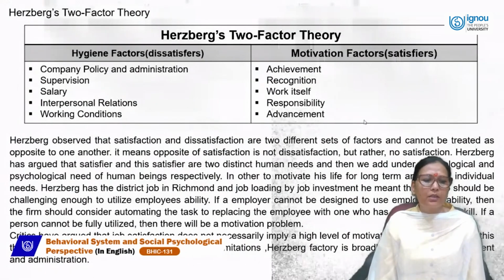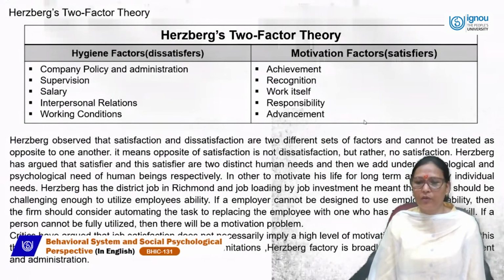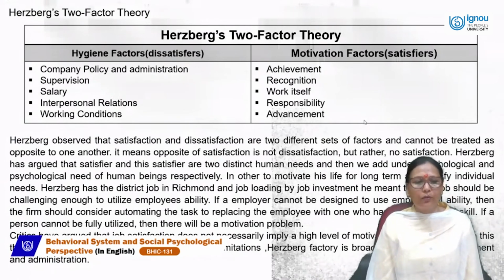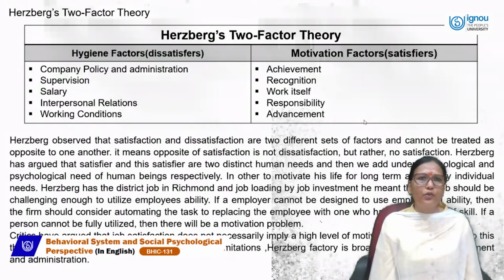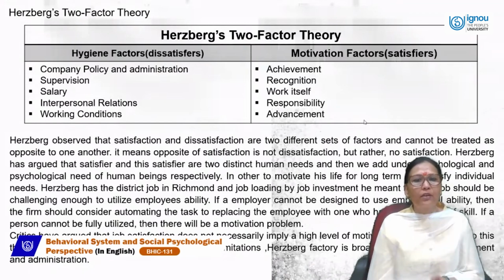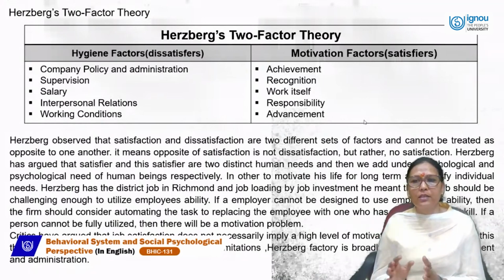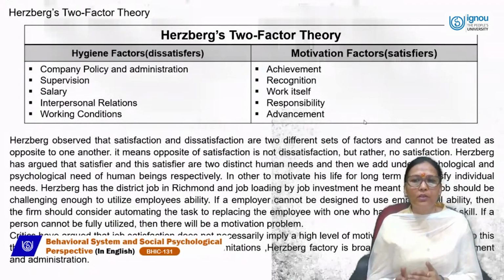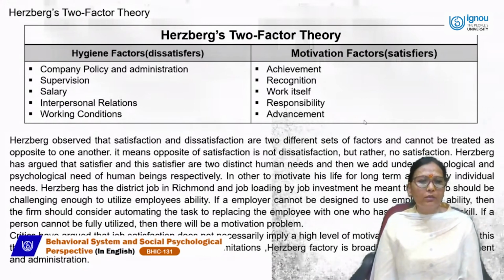Now, critics have argued that job satisfaction does not necessarily imply a high level of motivation or productivity. This theory also ignores blue collar workers. Despite this limitation, Herzberg's theory is broadly accepted in management and administration. In Herzberg's two-factor theory, the stress was mostly given to the satisfied worker, and to what motivation factors are needed to gain a satisfied worker.